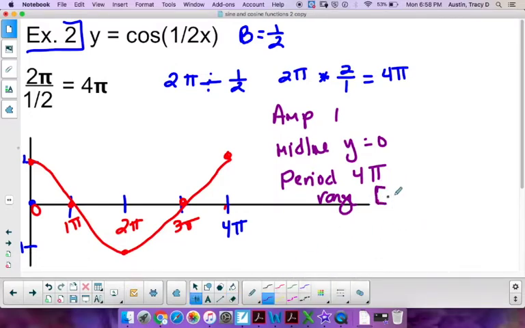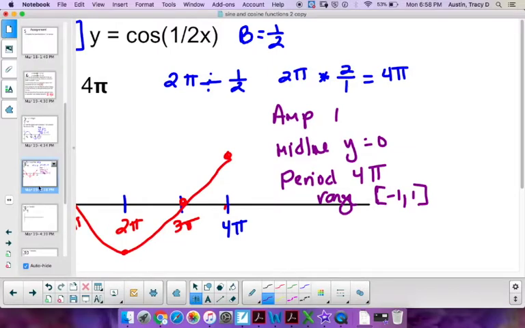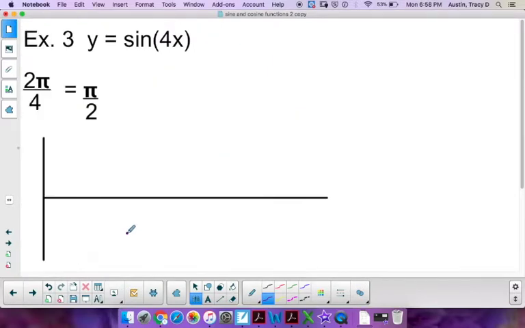Okay, so now let's try adding another transformation in there, because eventually you have to be able to deal with all 4. Well, no, actually let's make this smaller then. Y equals sine of 4x, and in this case b equals 4. So 2 pi divided by 4, we simplify that. Your period is now pi over 2.